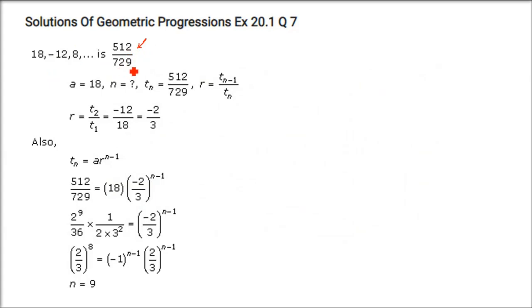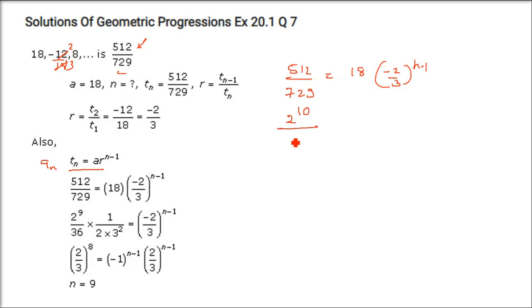We have the geometric progression. Which term is 512 by 729? So we have Tn as A R to the power n minus 1. So we will equate this. 512 by 729 equals A, which is 18, and R is minus 12 by 18, that is minus 2 by 3, to the power n minus 1. Now 512 is what? 2 to the power 9. And 729 is 3 to the power 6. 18 can be 2 into 9, and 9 can be written as 3 square.